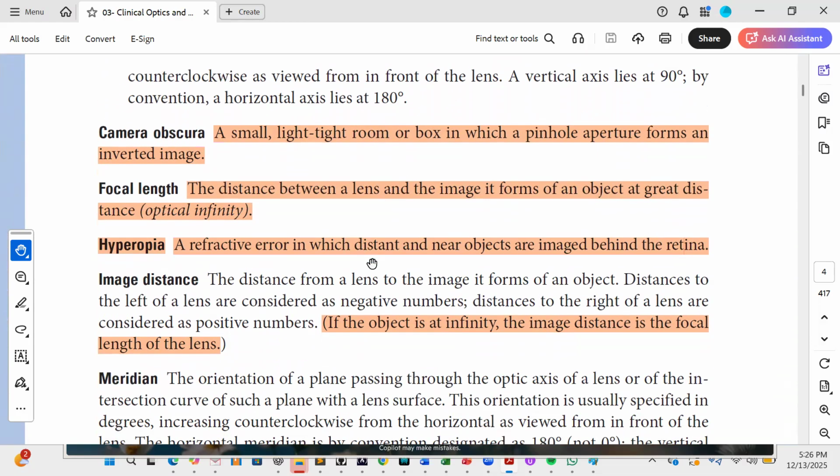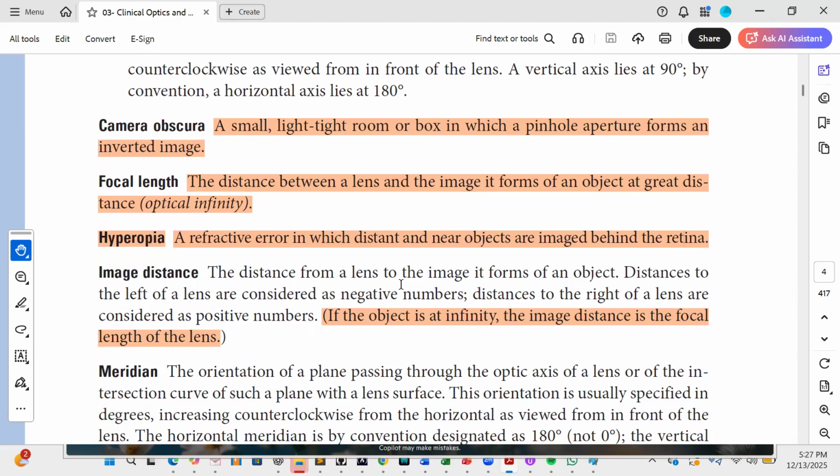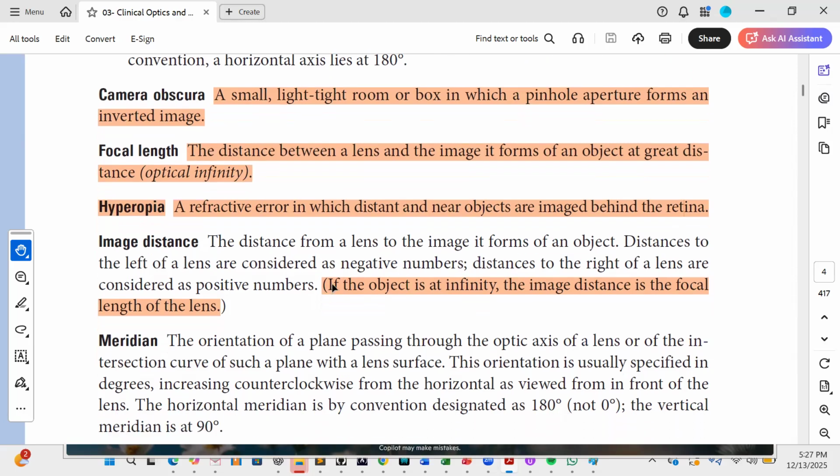Myopia is a refractive error in which the distance and near objects are imaged in front of the retina. It's both near and far that are affected. That's very important to take note of. And of course, from the diagrams, we've always known that once the object is at infinity, the image will always form at the focal point, and so the image distance will be the same as the focal length.